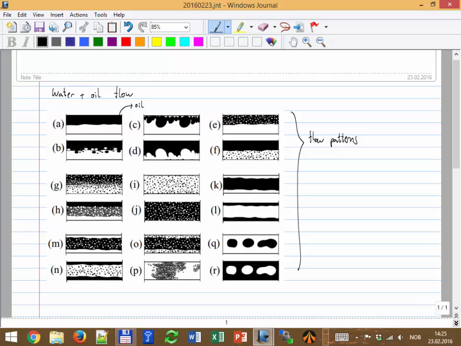In the flow line, yes, and it also occurs in the well. This is basically just the configuration of how the two phases arrange themselves in the pipe: the spatial arrangement or configuration while flowing. We will see a bit later where that comes from.